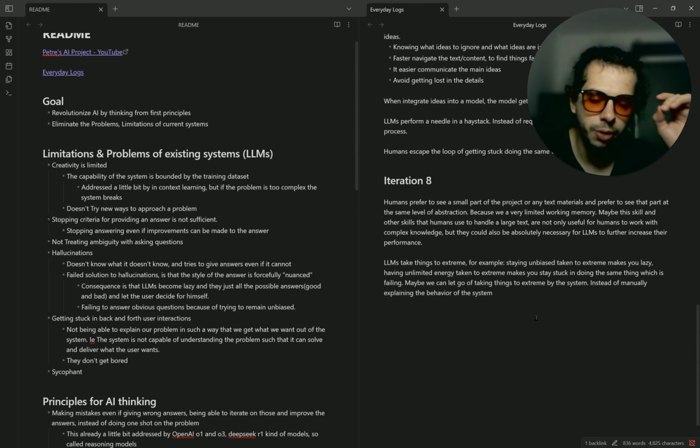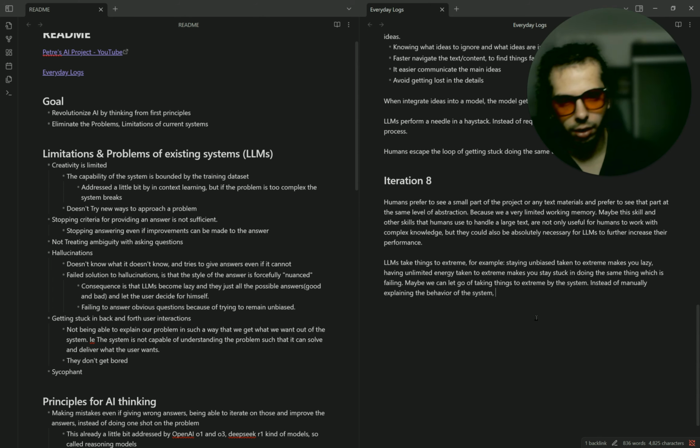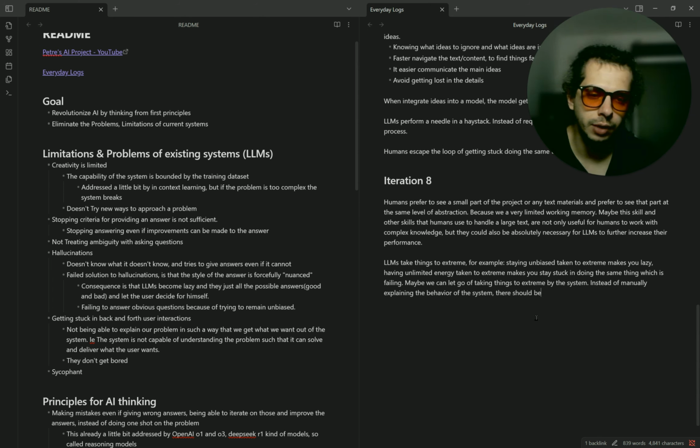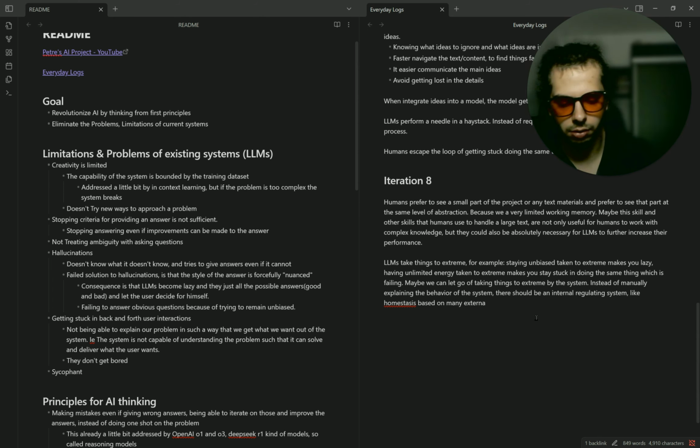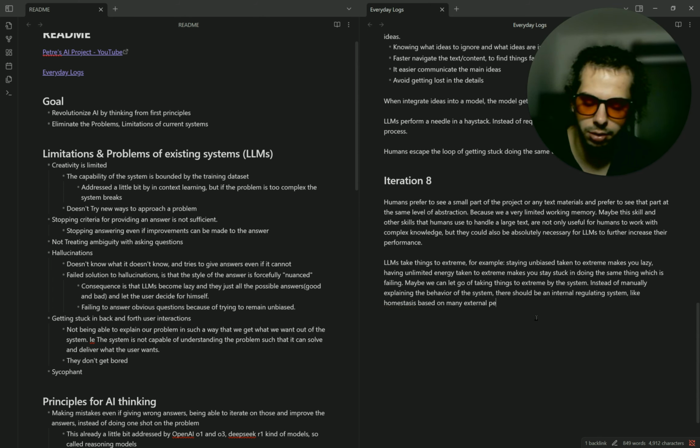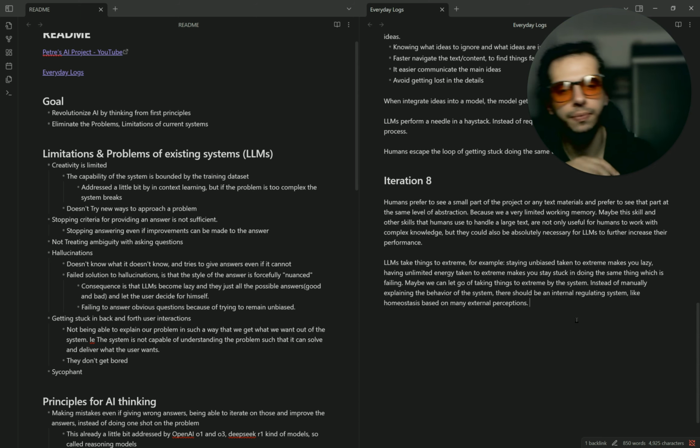Instead of manually explaining the behavior of the system, there should be an internal regulating system like homeostasis, based on many external senses and external perceptions. That's something that could be really useful.